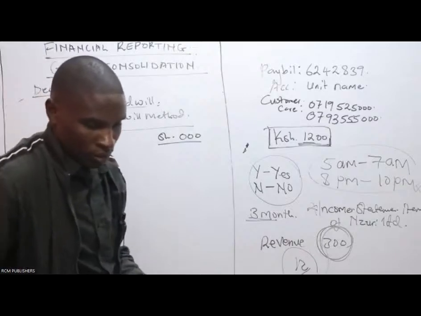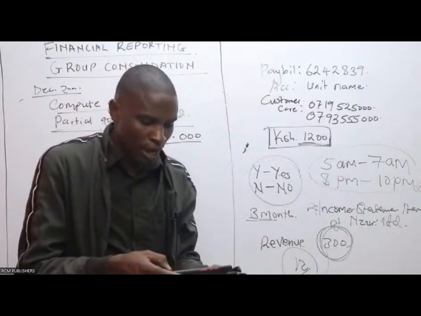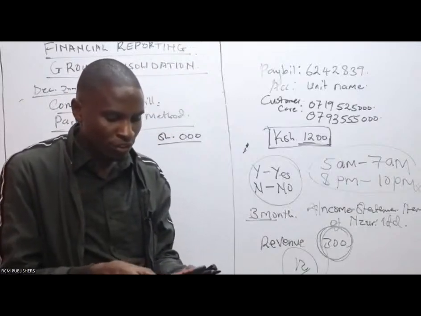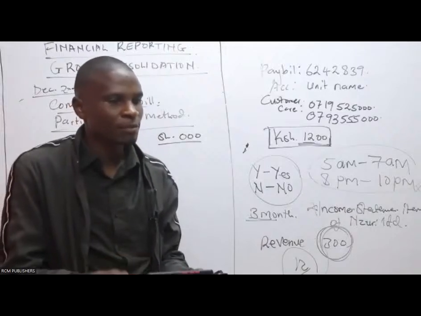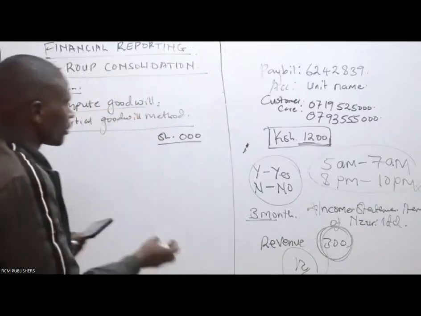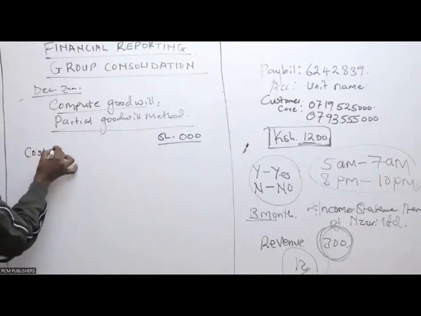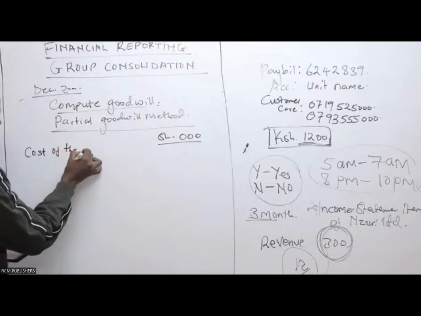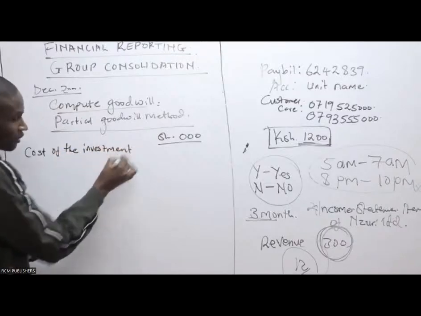So we are looking at the goodwill computation, and I told you that when you are computing this, first of all, identify the cost of the investment. Who can give me the cost of the investment?